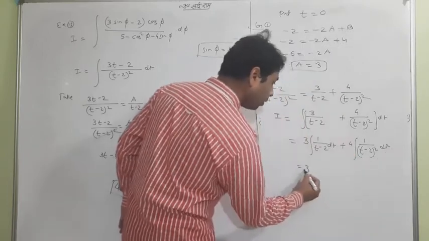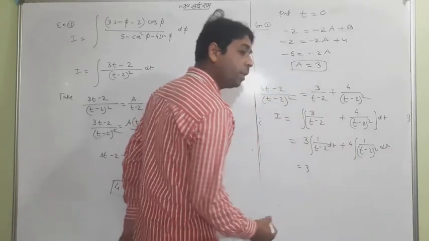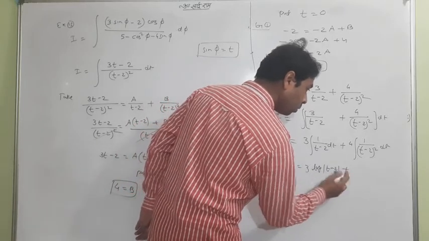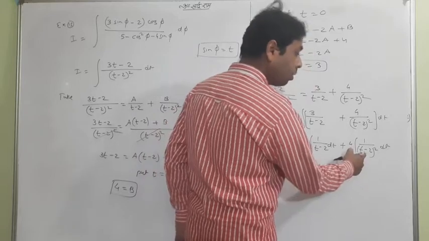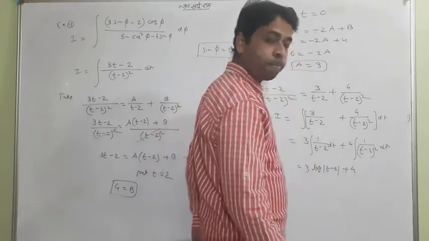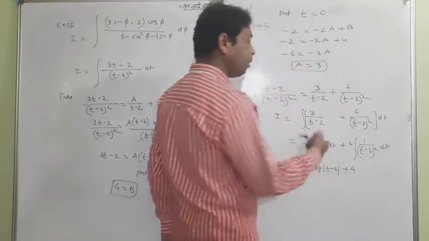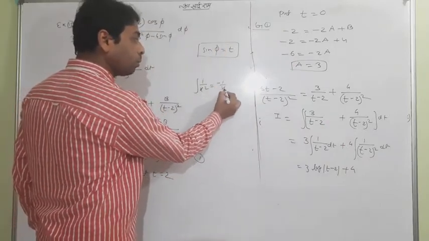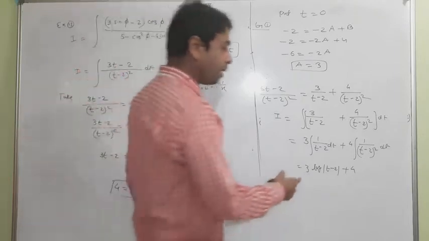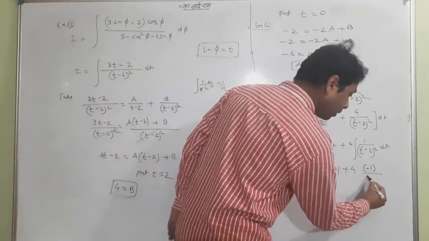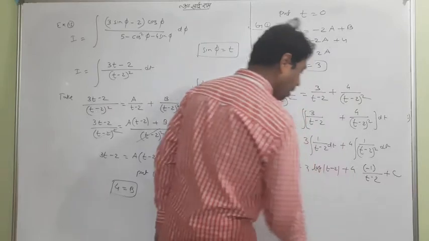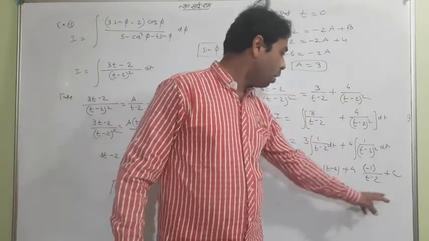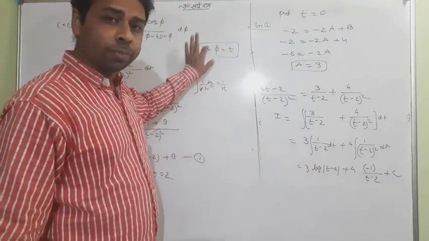Then 1 by t minus 2 is a linear term, so log. And t minus 2 is linear but squared, so I'll use the same formula as last time: 1 by x square integrates to minus 1 by x plus c. And that's the answer. Plus and minus can be written as minus 4 by t minus 2. Put t equal to sin phi lastly, and that will be the answer.